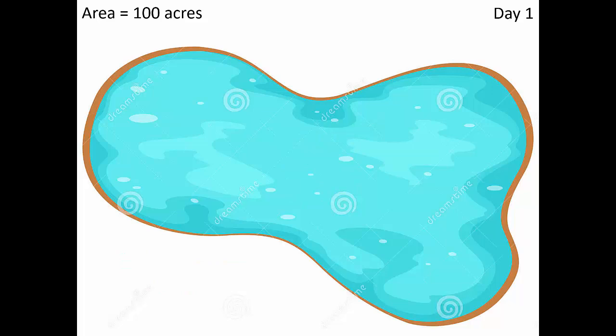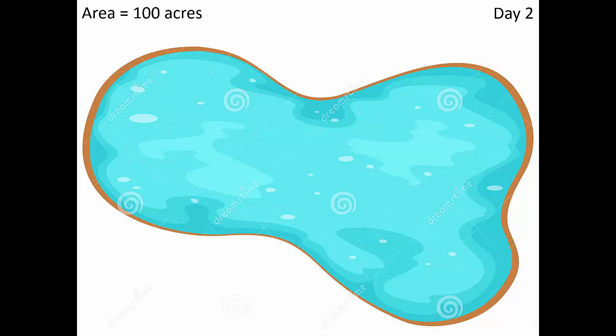Now, of course, you can't see the lily pad because if this is a 100-acre lake and we're hovering way over the lake in order to be able to see the whole thing, you're not going to be able to see 1 small square foot of lake covered up by a lily pad. It's going to take a while before we start seeing it from this theoretical height. So on day one, we have 1 lily pad.